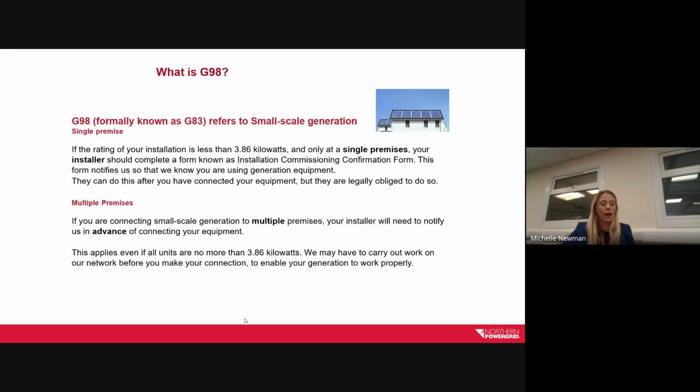If, however, they're installing a number of small-scale generation to multiple premises, we do need to know that before those connections take place, because we still might need to modify the network. So we would ask that the installer contacts us prior to that work taking place, even if they are small scale generation projects, just so that we can check that the network has what it needs.